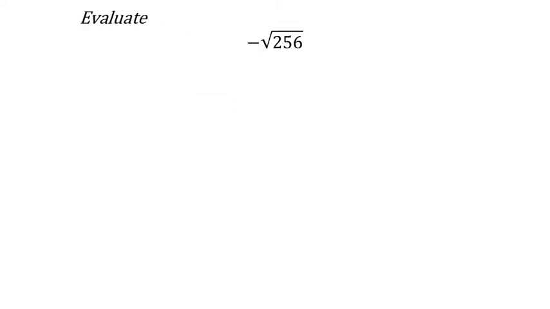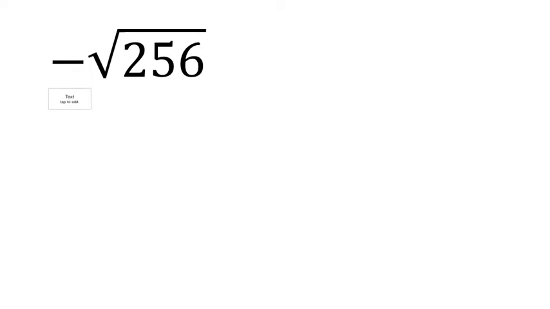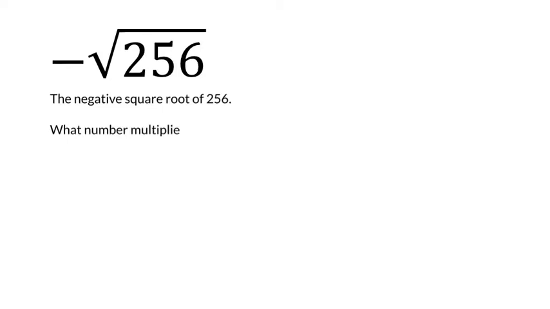How about something like this? So again, this is how this would read. This is the negative square root of 256. All right, that's pretty nice. But again, it's asking, forget about the negative for now. It's saying what number multiplied by itself is 256, then just make it negative in the end. Okay? And that's what that negative is telling us to do right there.